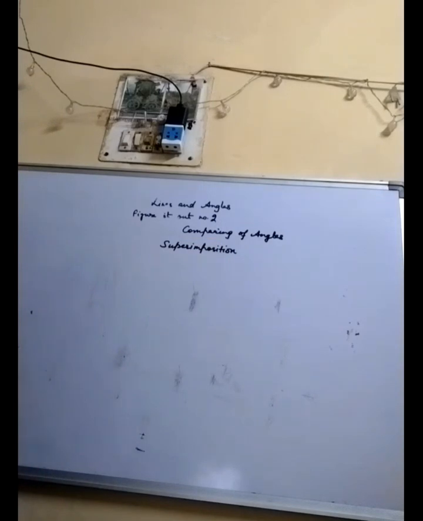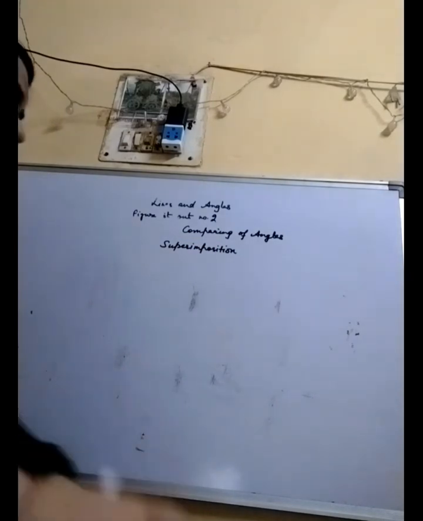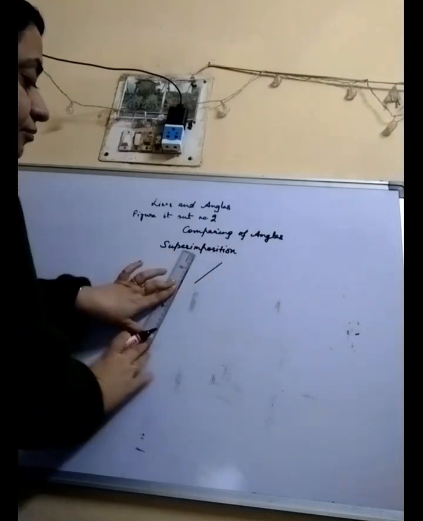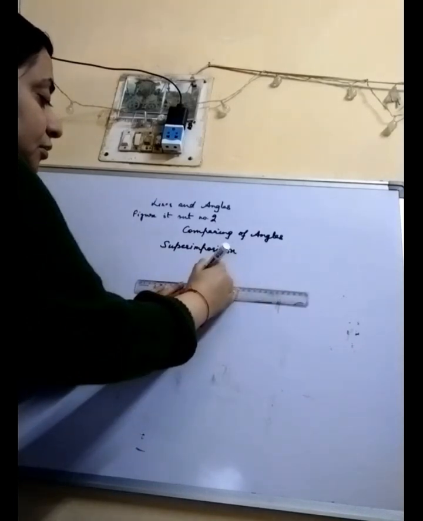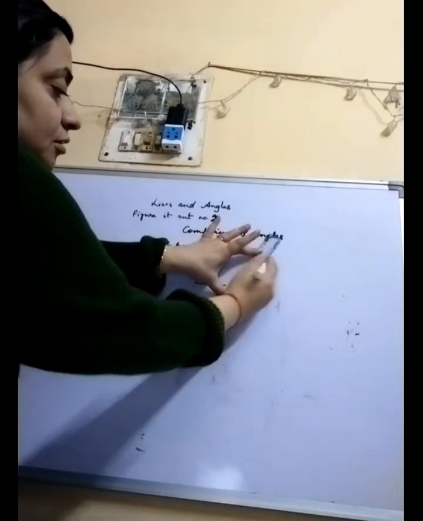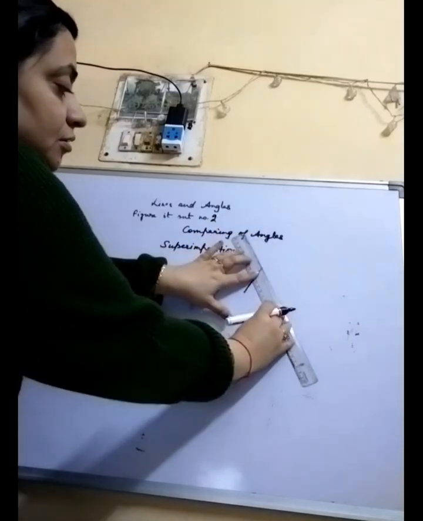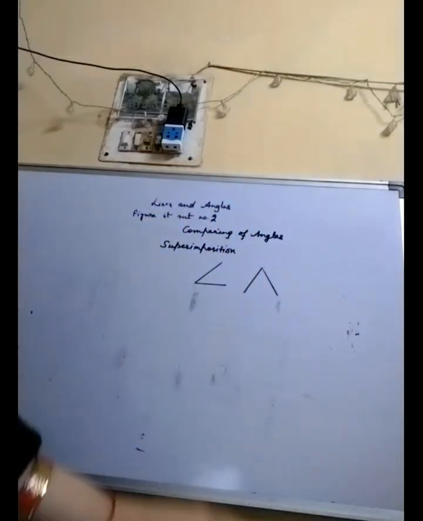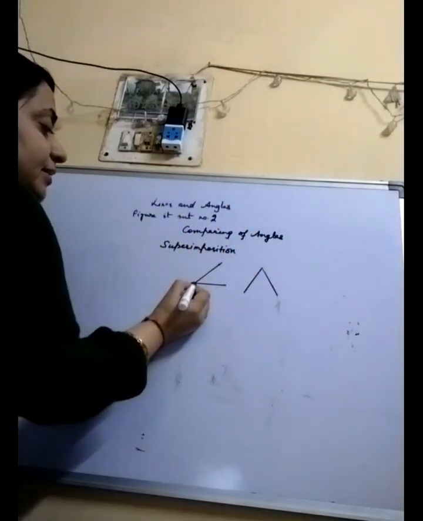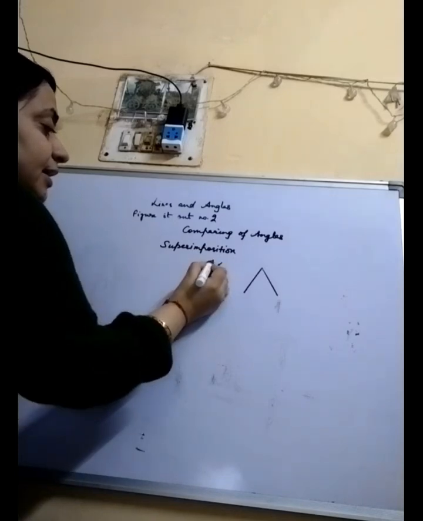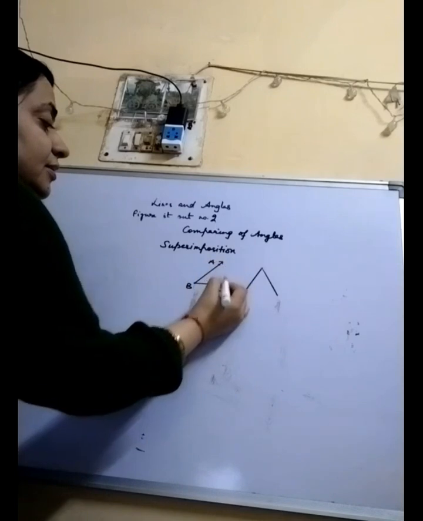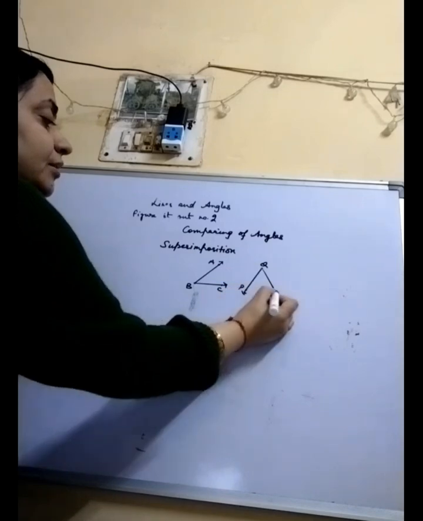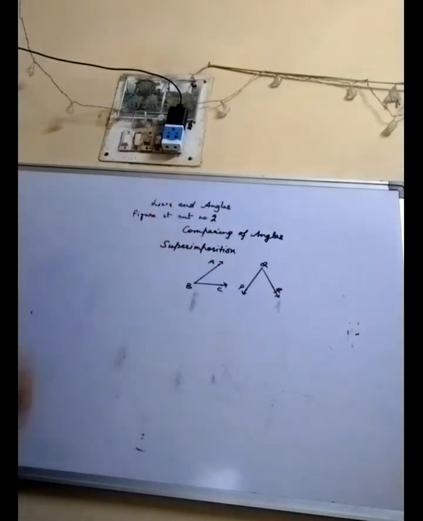Now in the superimposition method, suppose I give you a figure. I gave you two angles. Let's name it. Name the vertex B, A and C. So this is the first angle. And next is Q, P, R. This is the second angle.